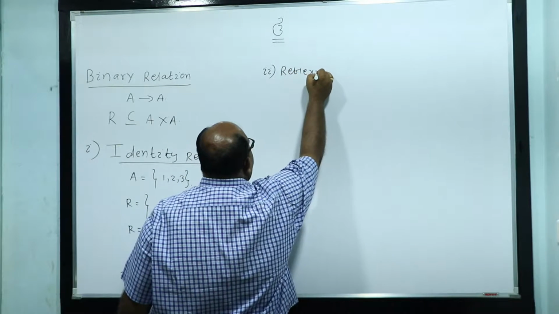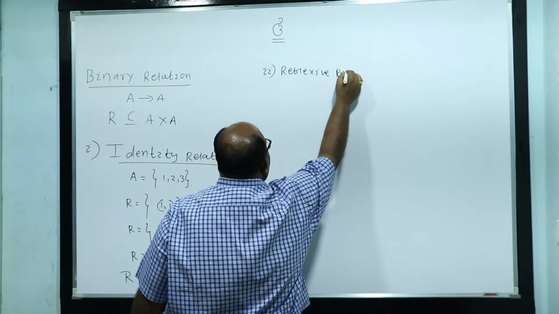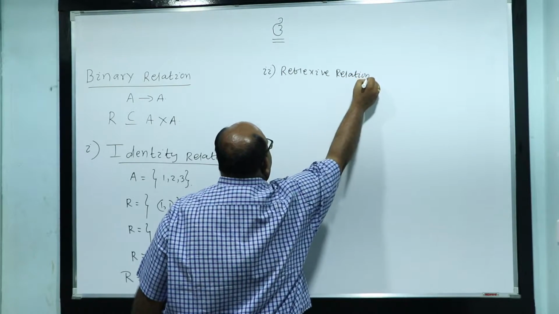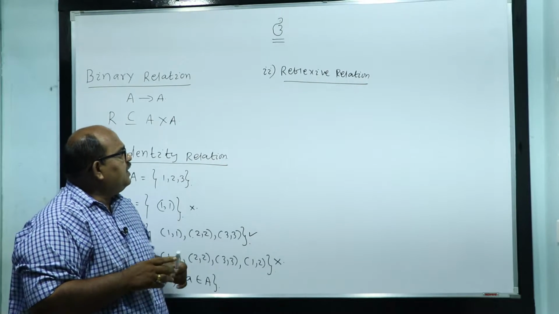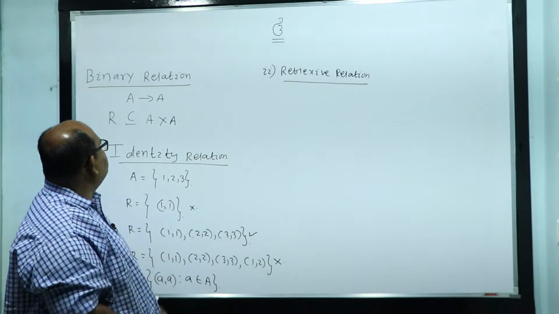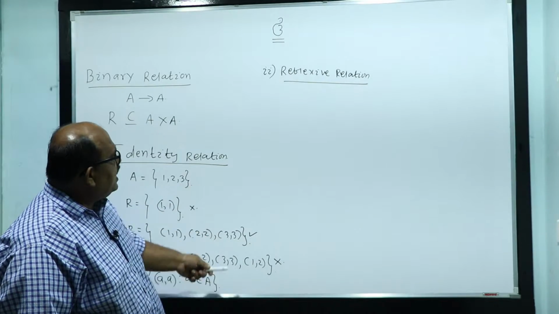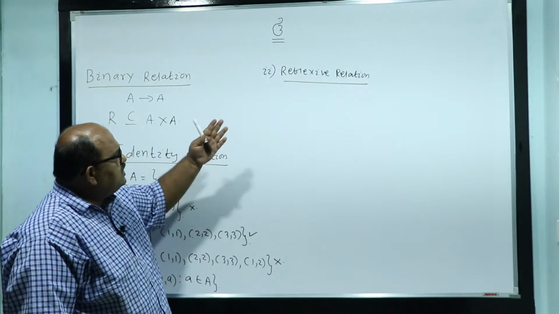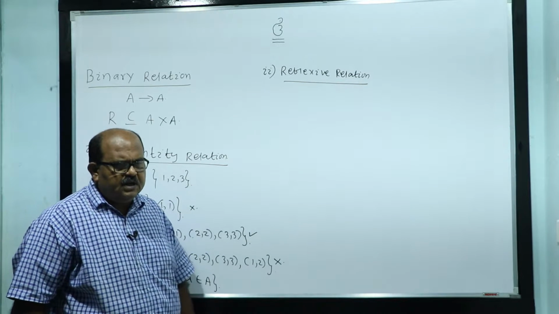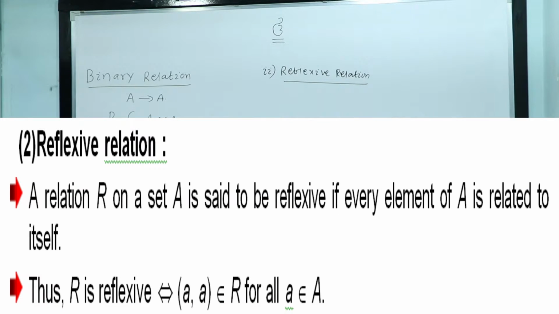Reflexive relation. Okay, students, we are discussing different types of binary relation. After identity, now we enter into reflexive relation. So listen to the definition of reflexive relation. A relation R on set A is said to be reflexive if every element of A is related to itself.